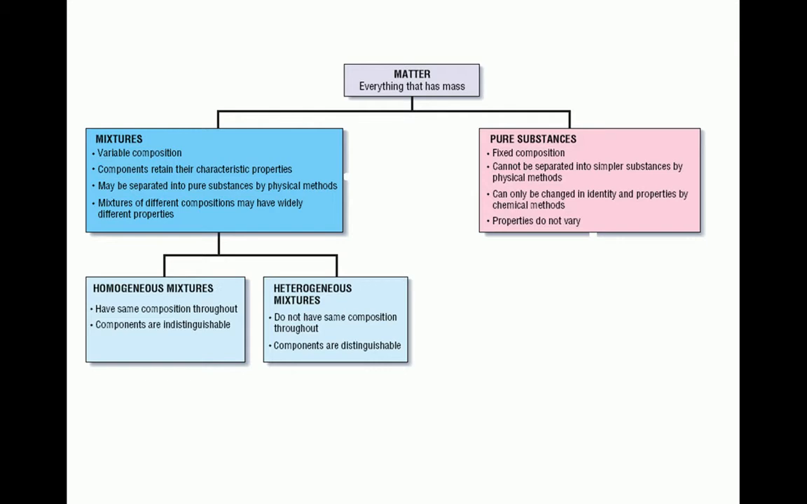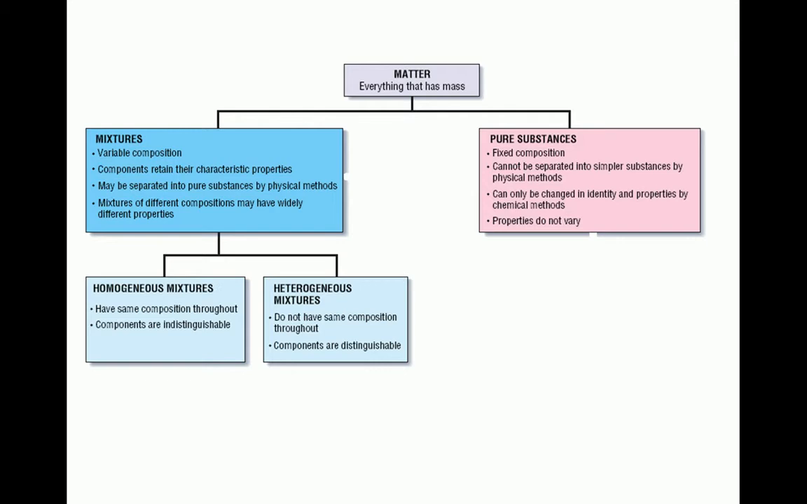So, mixtures can be classified either as homogeneous or heterogeneous. Homogeneous mixtures have the same composition throughout the entire mixture, and the components are indistinguishable. Homogeneous mixtures are always all one phase.